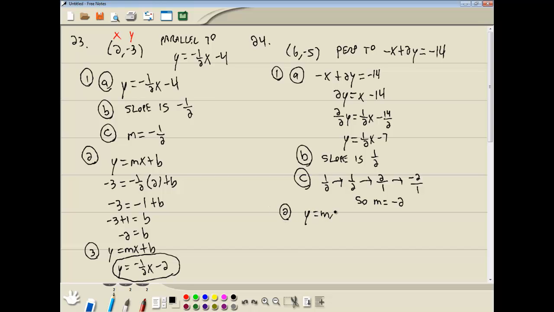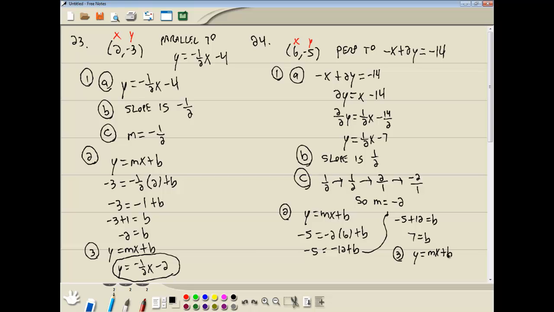Step 2. Plug in your given point for x and y. This is x, this is y. So plug in negative 5 for the y. Plug in m, which we said was negative 2, and x, which is 6, plus b. So we got negative 5 is equal to negative 12 plus b. Take the negative 12 to the left side, becomes a positive 12. And we get b is equal to 7.